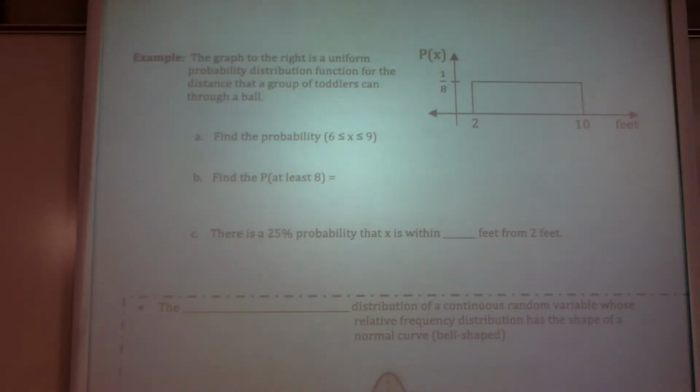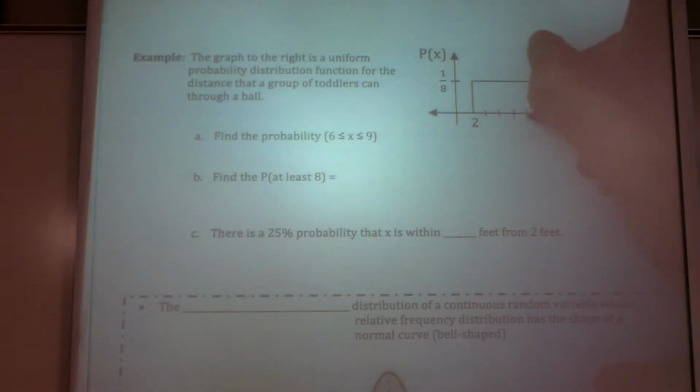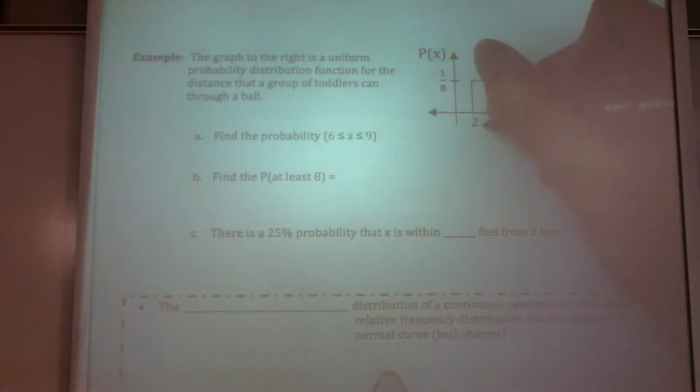Now we want to find the probability that it is between 6 to 9 feet. The best way for us to do this is kind of just mark it out, okay? It won't be exact, but let's try to do that. So I've got 2, 3, 4, 5, 6, 7, 8, 9, 10. I'm going to label that.